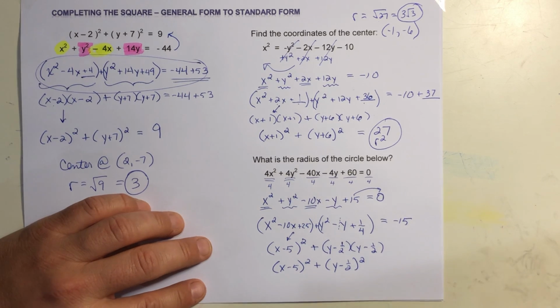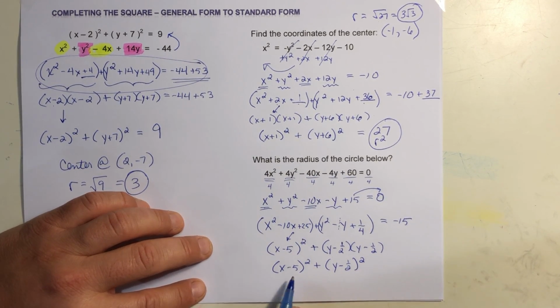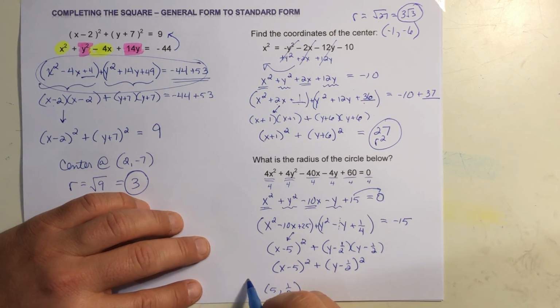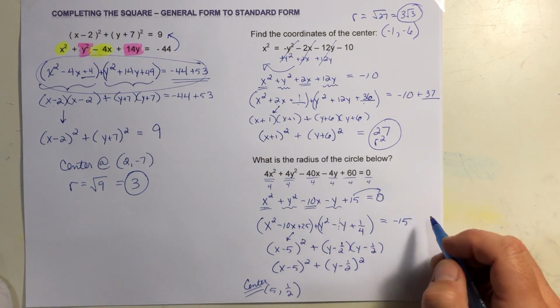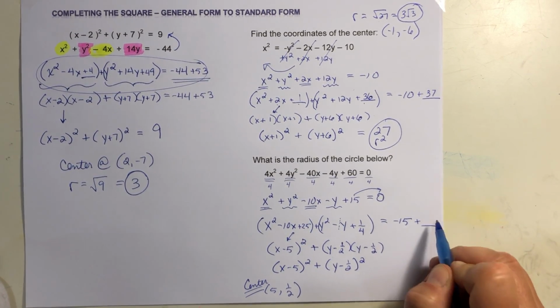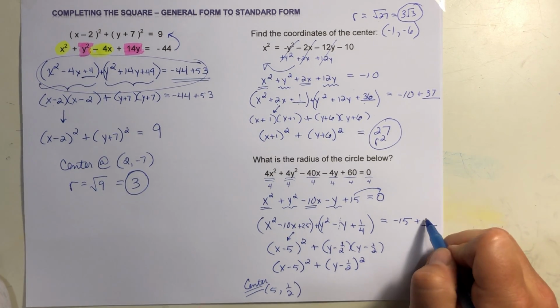which gives us our center, right? I know they didn't ask for it, but the center would be located at, think about it, 5, 1/2, whoops, or 0.5, right? So that would be the center. But they did ask us for the radius. Now here's the tricky part, guys. Remember, I should be increasing this side by 25 and 1/4, right?